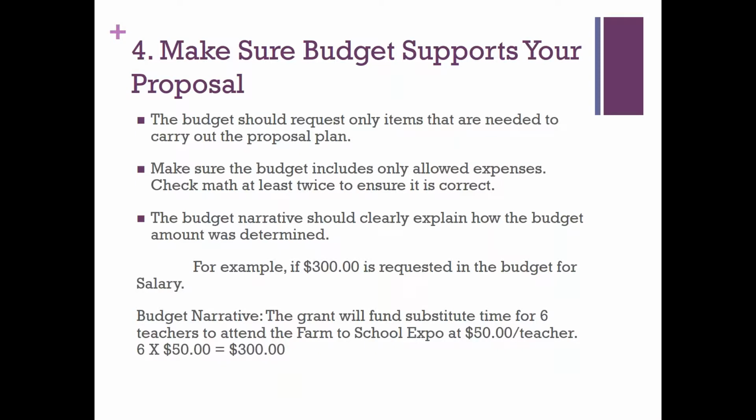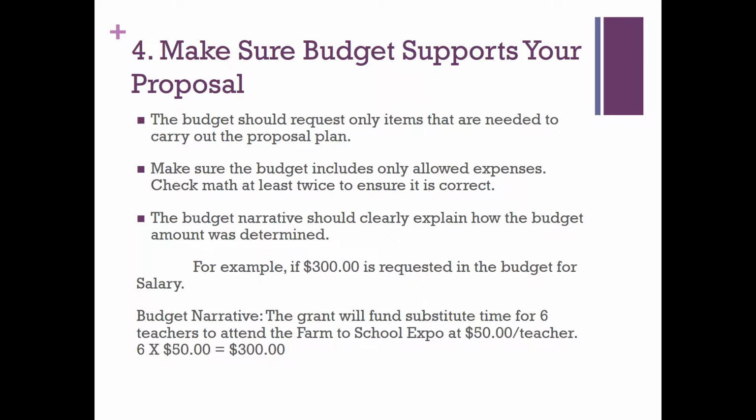Okay, moving on to number 4. The budget is really an important part of your grant application, grant proposal, and it really needs to demonstrate how it supports your proposal. Therefore, the budget should have requests for only items that are needed to carry out the proposal plan. Be sure to check the math at least twice to ensure it's correct. Math errors are a red flag for reviewers, so take your time in developing the budget. For most grants, a budget narrative is required, which explains how the budget amount was determined.